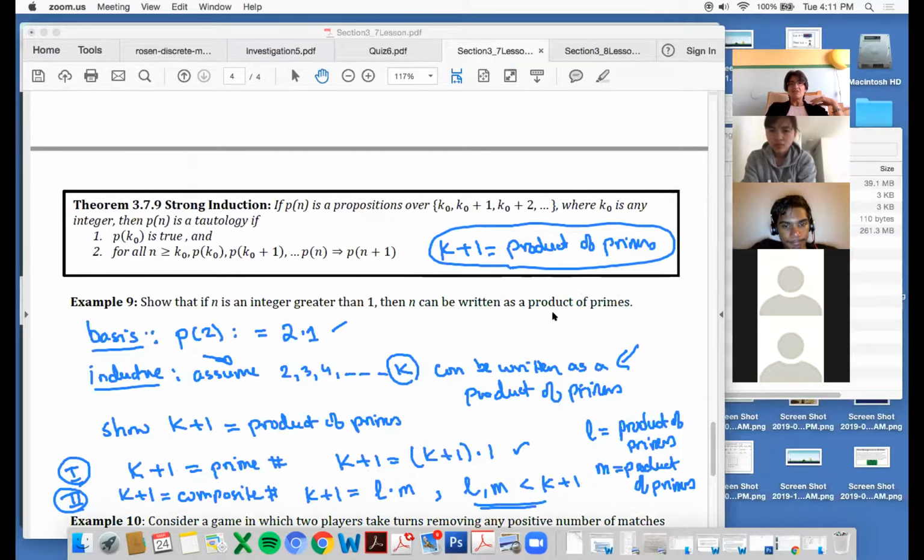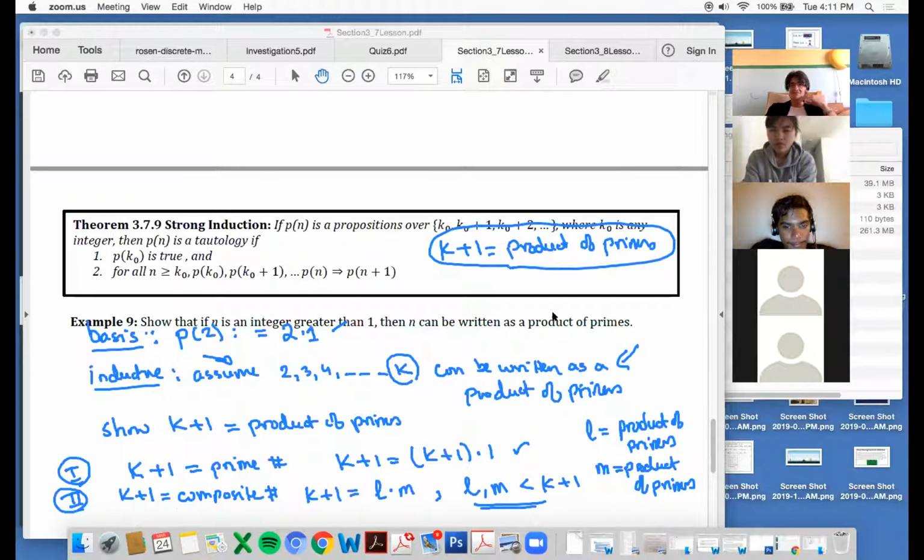Right, any questions with this one? Yeah, in the first case, when k plus 1 is a prime, is it possible, because 1 is not a prime number?